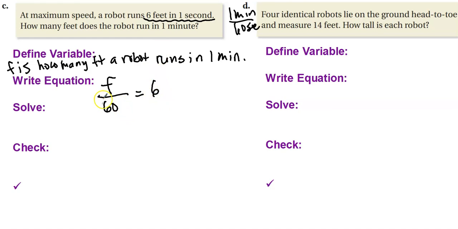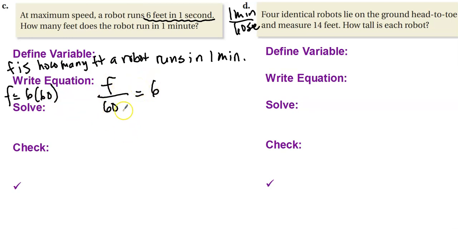You guys might have been thinking, well, you just take the 6 feet and you multiply by 60, but then it wouldn't be really solving an equation. It would just be doing math on one side of the equal sign. So if you thought of this, right, F equals 6 times 60, I like the way you're thinking, but this is going to give me an equation that I can solve.